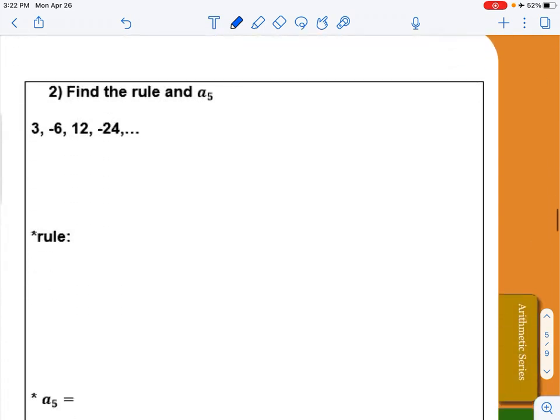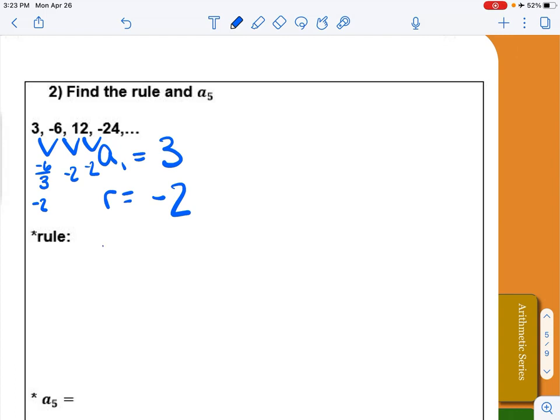Last example for this one, we are going to find the rule and a sub 5. Now I should have given you a bigger number because finding the 5th term is really easy when you already have 4 terms. That's okay. Give you an easy one. A sub 1, or the first term, is 3. Our common ratio, we can check all of these if we wanted. Negative 6 divided by 3 is negative 2. 12 divided by negative 6 is negative 2. Negative 24 divided by 12 is negative 2. So our common ratio is negative 2.